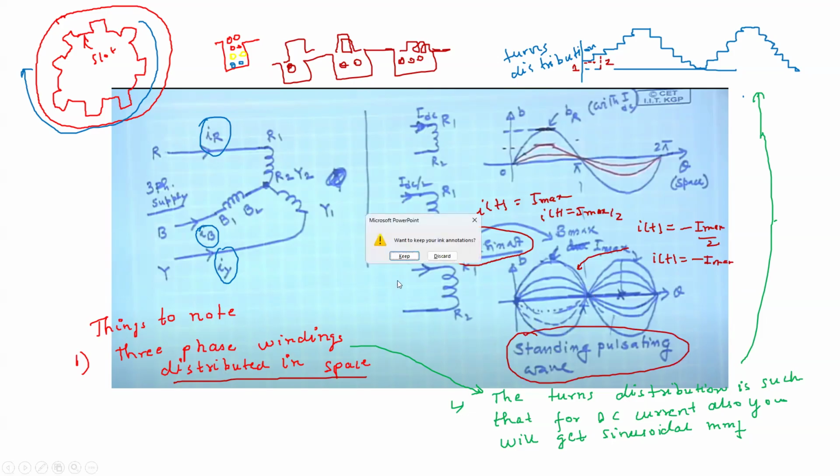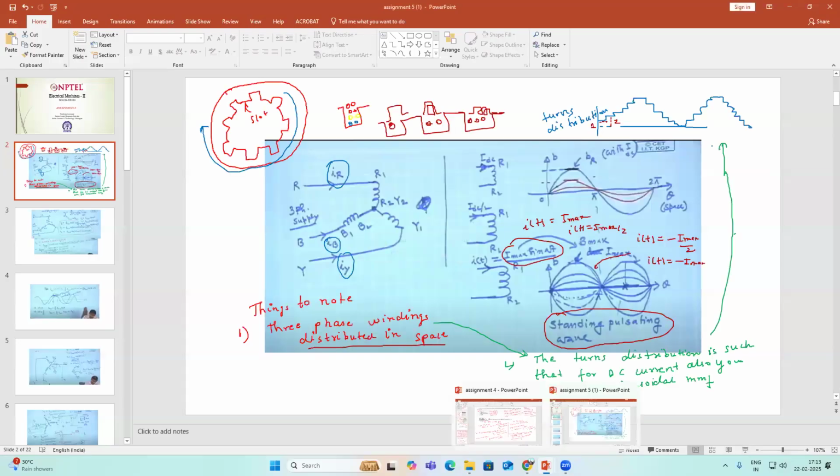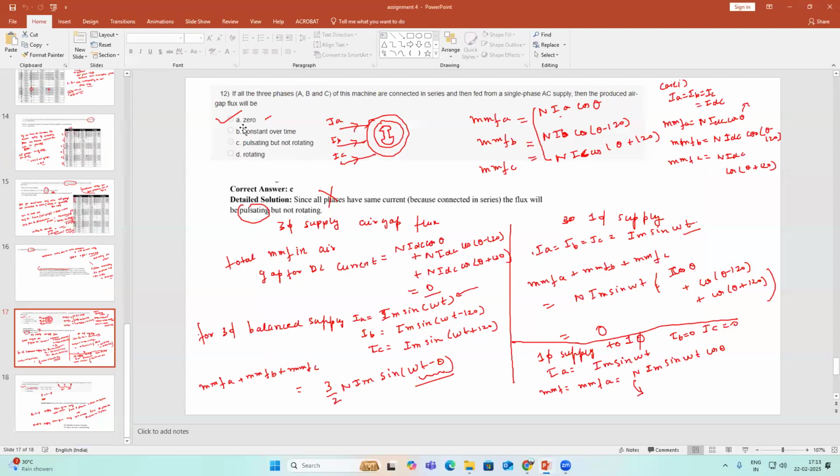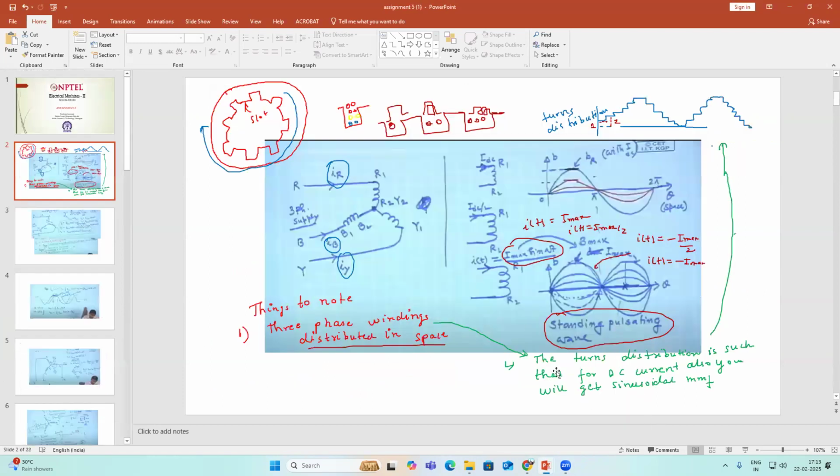Now, let us come back to this question. If they ask that all three phases of this machine are connected in series and then fed from a single-phase AC supply, then the air gap flux corresponding to phase A will be, if it is corresponding to phase A, pulsating but not rotating. For individual phases, it is pulsating but not rotating. From this discussion, standing means not rotating. Not rotating, pulsating wave.